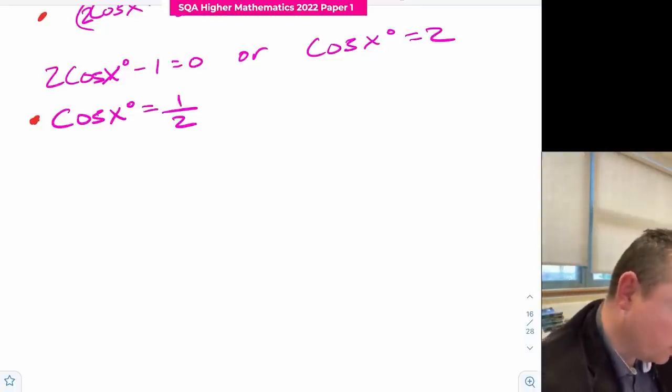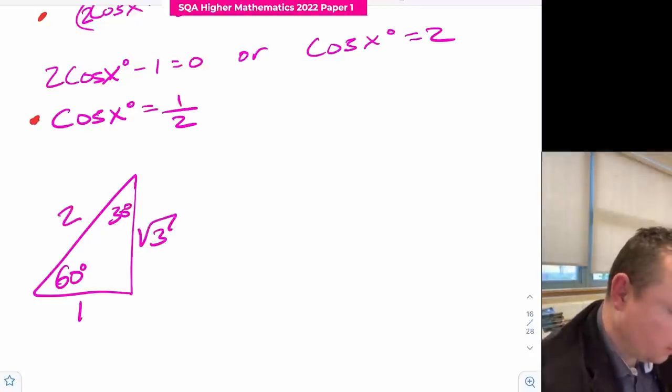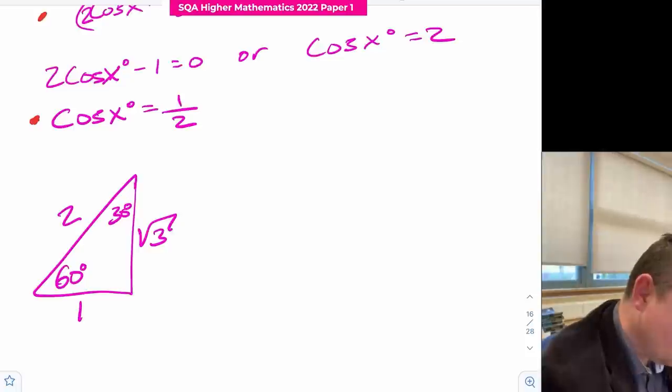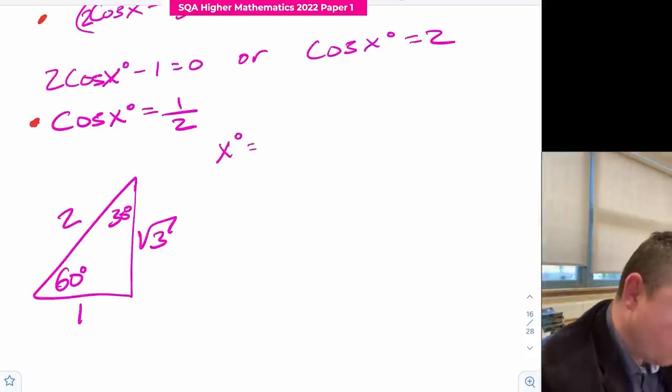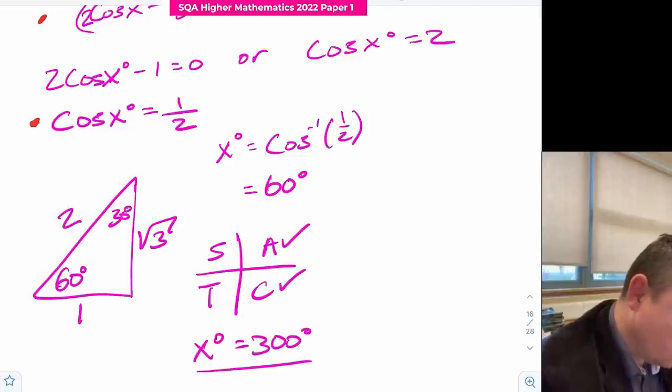value. So if you're not sure of them, you can do an exact value triangle. So if we had 60 degrees and 30 degrees, that'd be 2, that'd be 1, and that'd be root 3. And you should be able to see that the cos of 60 is 1/2 because it's adjacent over hypotenuse. So x degrees equals inverse cos of 1/2, which is equal to 60 degrees. And because of the CAST diagram, we can say that we've got the first and fourth quadrant, so x degrees also equals 300. And there's our two solutions for the left-hand side.